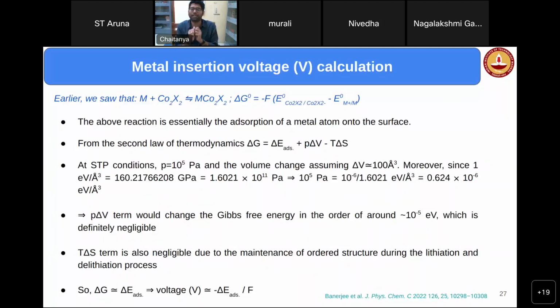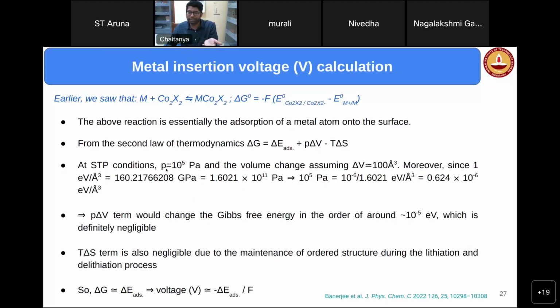The metal insertion voltage can be easily calculated by calculating the adsorption energy, and that's the reason we have calculated this adsorption energy. Why is that the case? From the second law of thermodynamics, you know that delta G can be calculated in this way. For the case of these adsorptions, generally the P delta V term and the T delta S term can be very low. I have just given here the example for the P delta V.